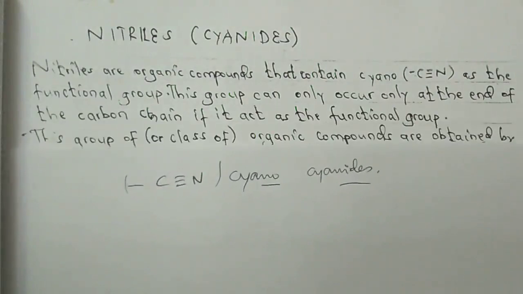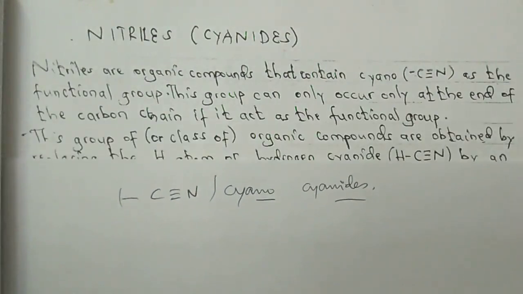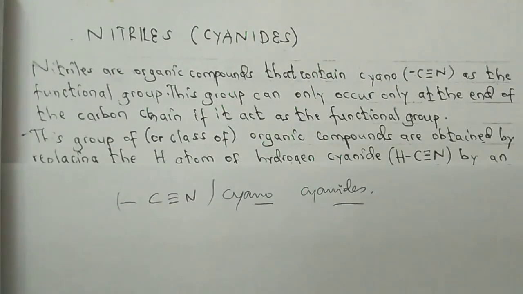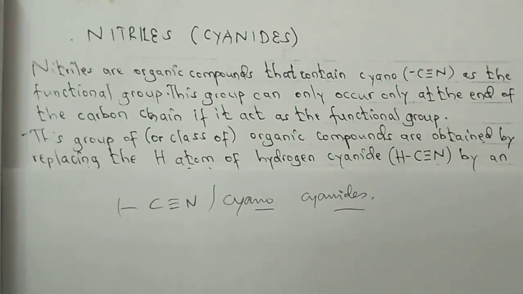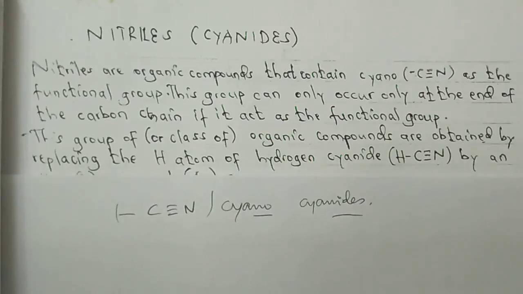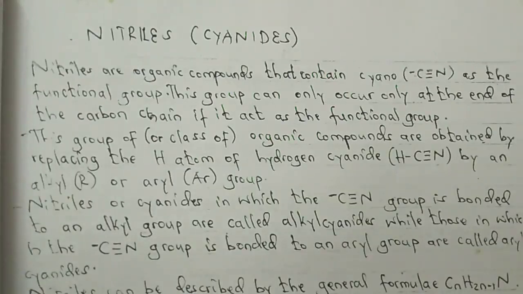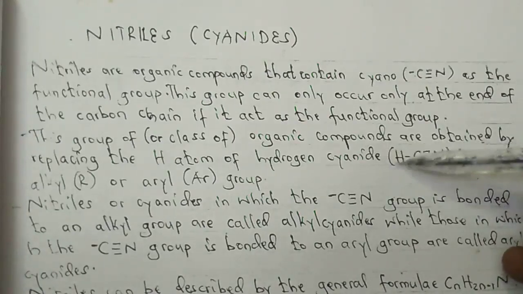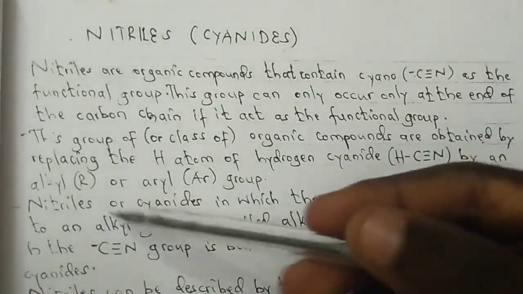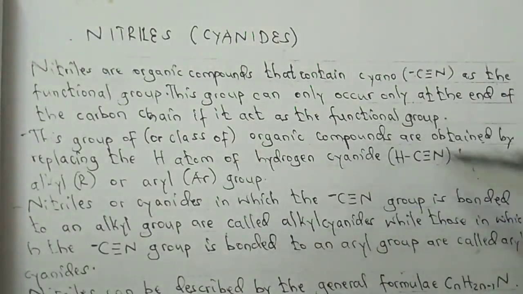So nitriles are organic compounds that contain cyano as the functional group. This group can only occur at the end of the carbon chain if it acts as the functional group. Kwa hiyo inaweza ku-occur only at the end, haiwezi ku-occur in between. This class of organic compounds is obtained by the replacement of the hydrogen atom of hydrogen cyanide. So the hydrogen atom of hydrogen cyanide is replaced by an alkyl group or aryl group, benzene ring or alkyl group.